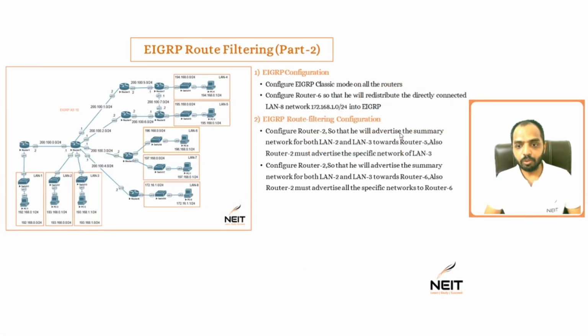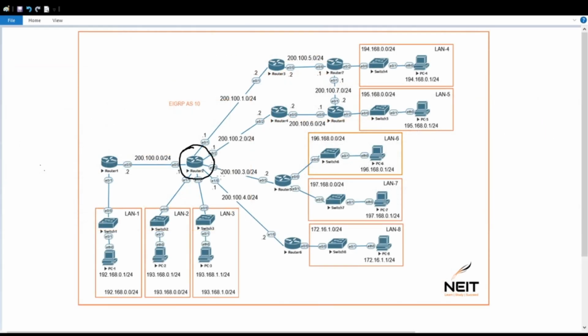Now the next task is to configure router 2 so that it will advertise the summary network for both LAN 2 as well as LAN 3, but now towards router 6. Also, router 2 must advertise all the specific networks towards router 6. So the requirement is that router 2 must advertise the summary network towards router 6, as well as the specific networks for LAN 2 and LAN 3 also. So for that, again we have to create.